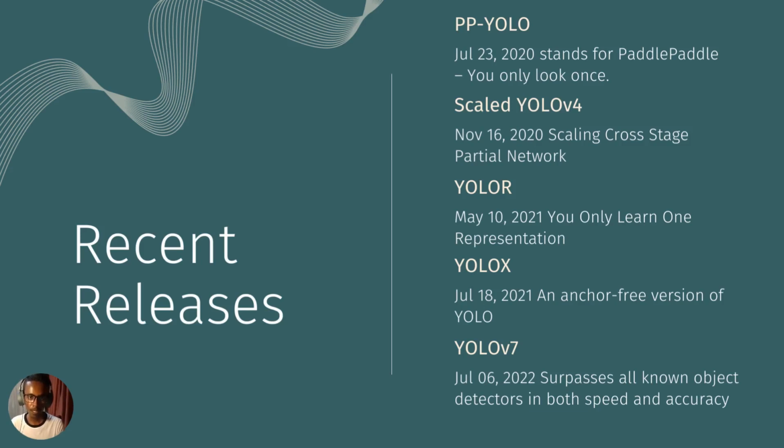And finally, this year, on July 6, 2022, YOLO v7 was released by Alexey Bochkovskiy, which surpasses all known object detectors, both in the YOLO family and the region-based convolutional neural networks. So this particular YOLO model is the state of the art in both speed and accuracy.